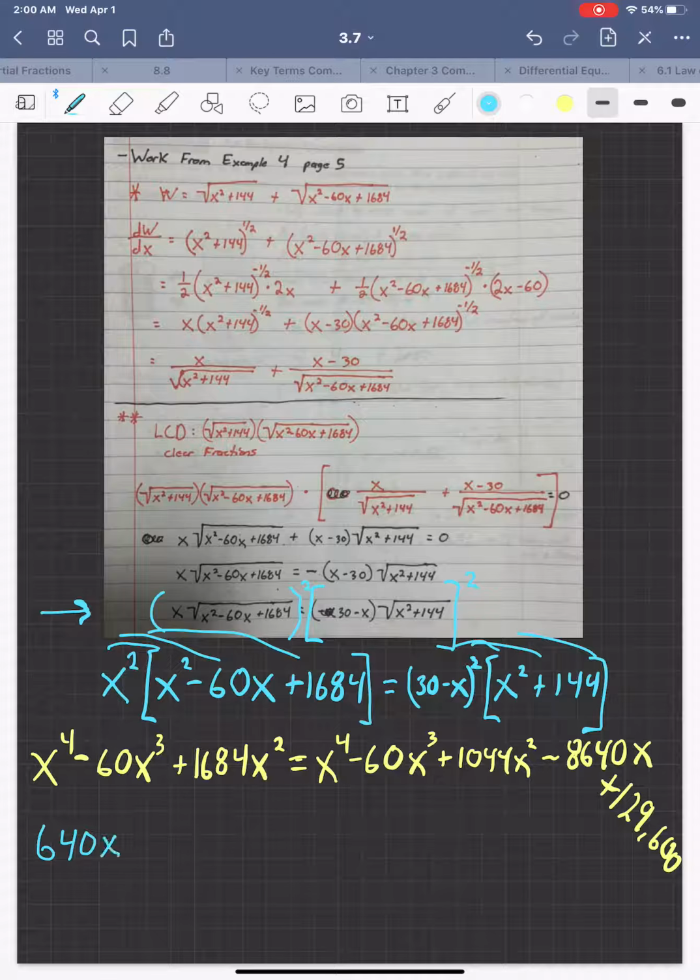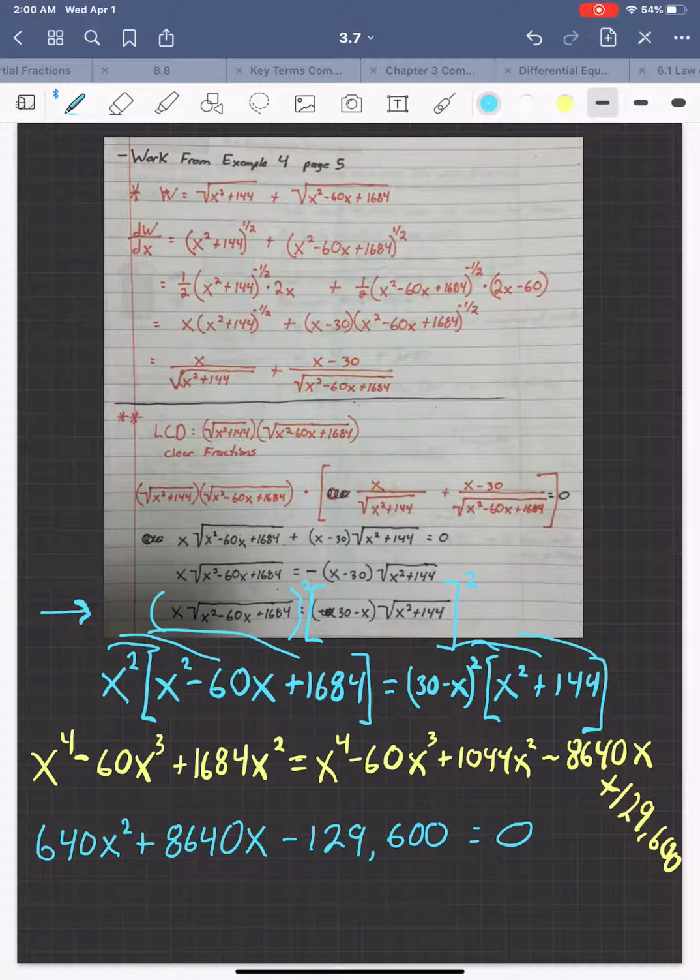640 x squared plus 8,640 x minus 129,600 equals 0. Right, so I had it set equal to 0. I moved one of these terms here to the other side so that I could square both sides, get rid of the radicals. Now I set it back to 0 again.